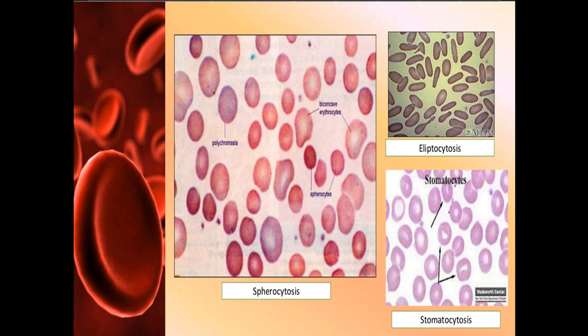while in elliptocytosis you can see the elliptical shaped RBCs, and in stomatocytosis there is the central pallor zone. If you look at the central pallor zone, it has a slit-like appearance.